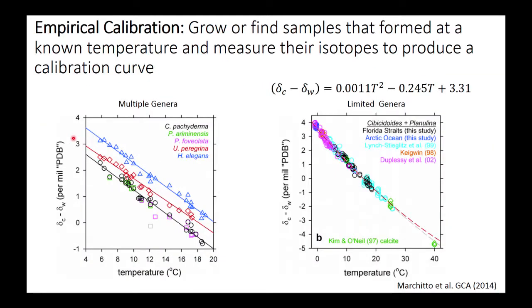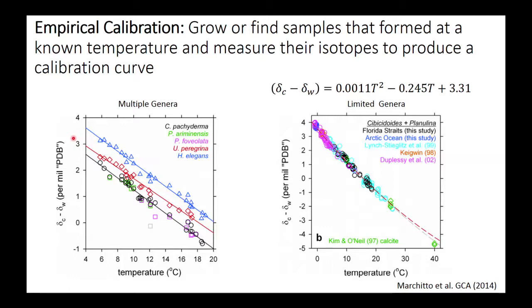But all is not lost. Even though it's not truly in isotopic equilibrium, what we can do is what we would call an empirical calibration. So we just measure a whole bunch of different samples that grew in a range of known settings, and this can be sampled in the natural environment or in the lab.